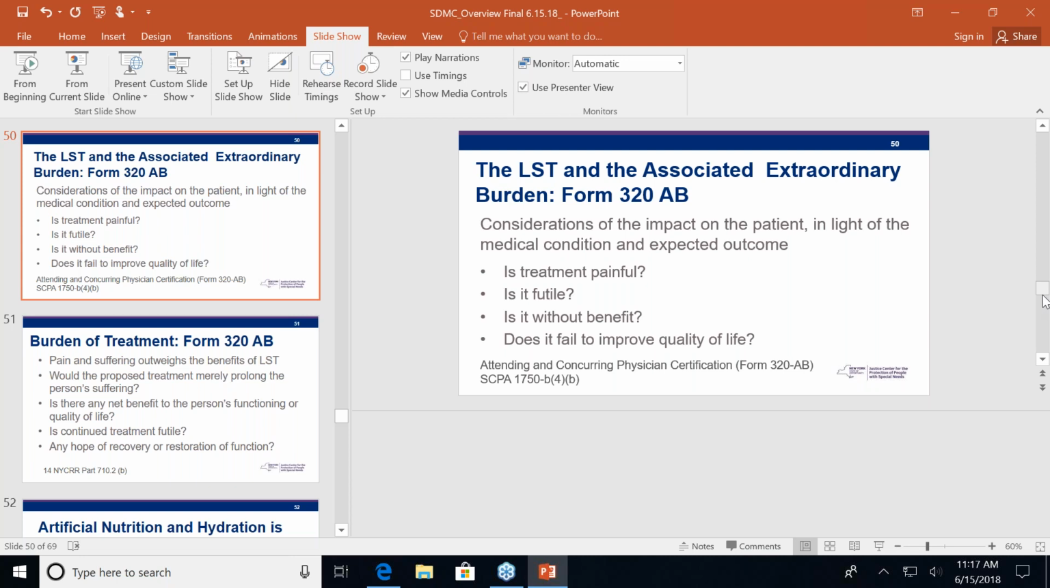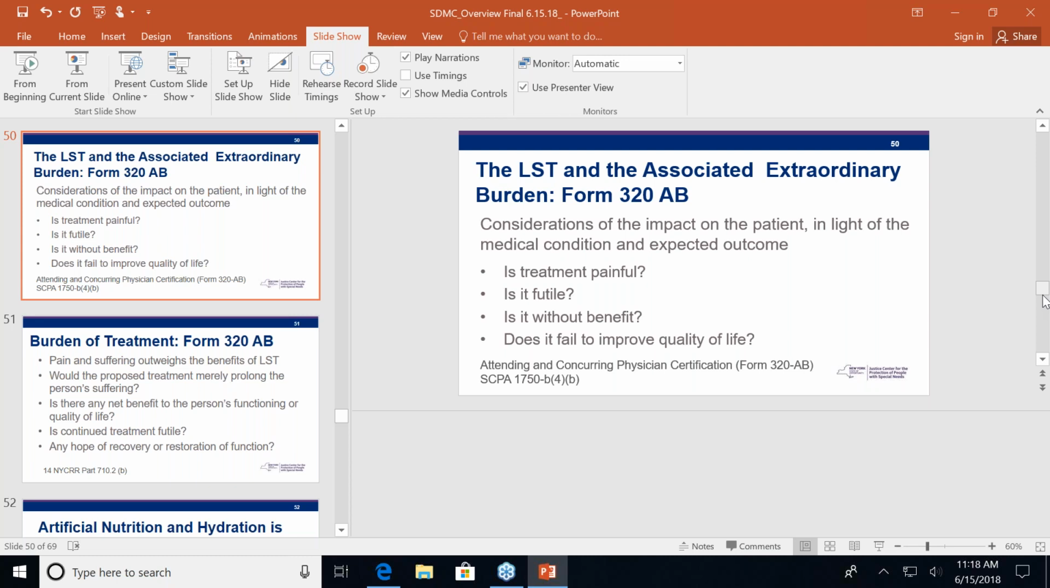So when we're looking at the burden of treatment, we're really looking at, is the treatment painful? Is it futile? Is it without any benefit? Will it fail to improve their quality of life? There are folks who are on a ventilator and have to be restrained for the duration because they're trying to pull it out. We also have people that cannot tolerate a PEG tube and will repeatedly try to pull it out. So these are situations where we really have to consider the effect on this person's quality of life.